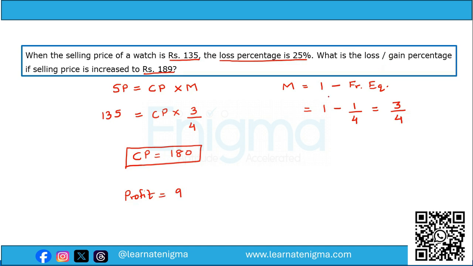But we are asked profit percentage. So the formula for profit percentage is profit upon CP. So profit is 9, CP is 180, into 100, which comes out to be 5%. So that's our answer.